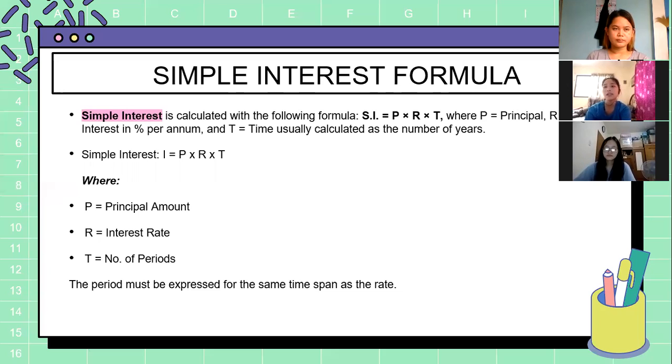For example, if the interest rate is 8% per year but the calculation in question calls for a quarterly interest rate, then the relevant interest rate is 2% per quarter. The 2% per quarter is equivalent to a simple interest rate of 8% per year.